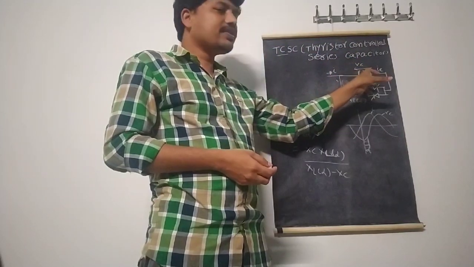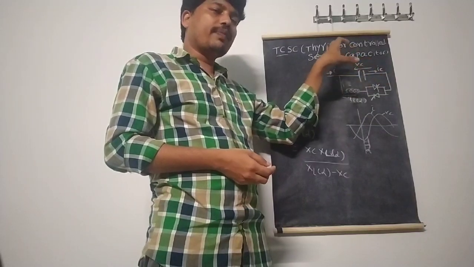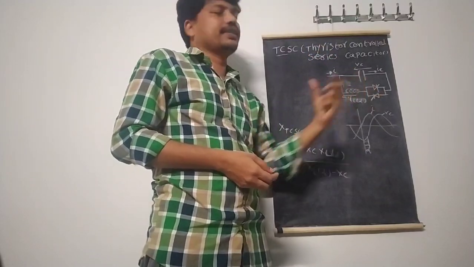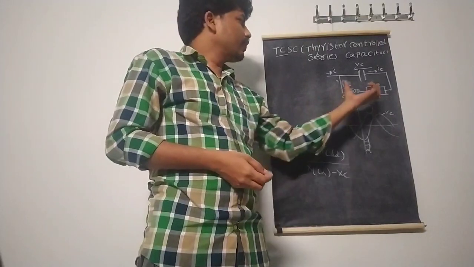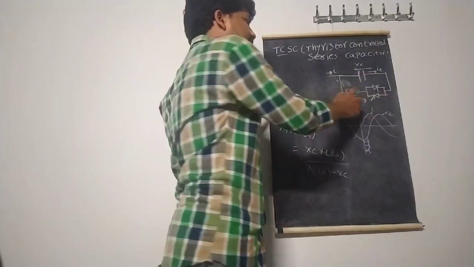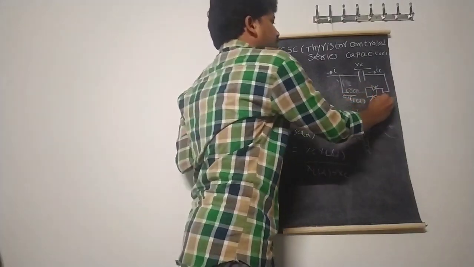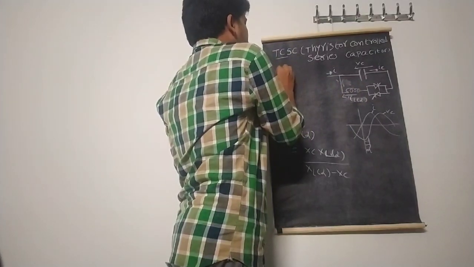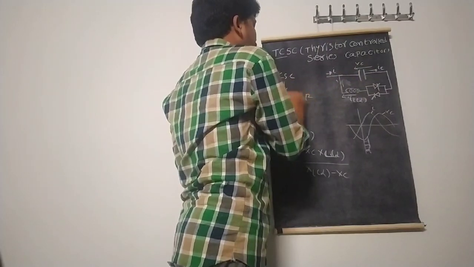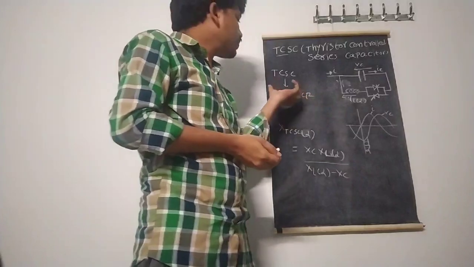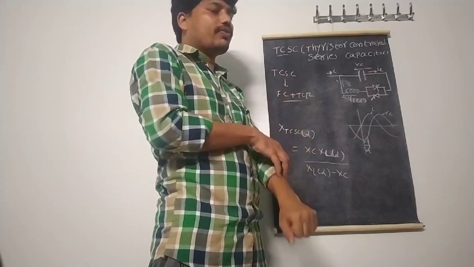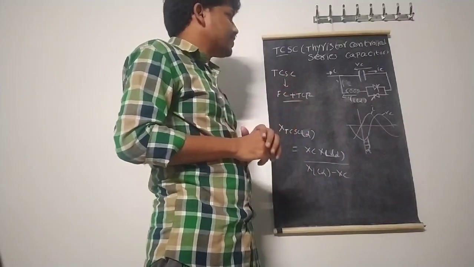This is the series capacitor in series with the transmission line. The capacitance is connected across the thyristor controlled reactor, that is, the inductance followed by thyristors. That's why it is called thyristor controlled. That means TCSC is nothing but a fixed capacitor plus a thyristor controlled reactor, or we can say a capacitance with a TCR connected in parallel with the capacitance. Is it okay, all of you? So this is the thyristor controlled series capacitor.